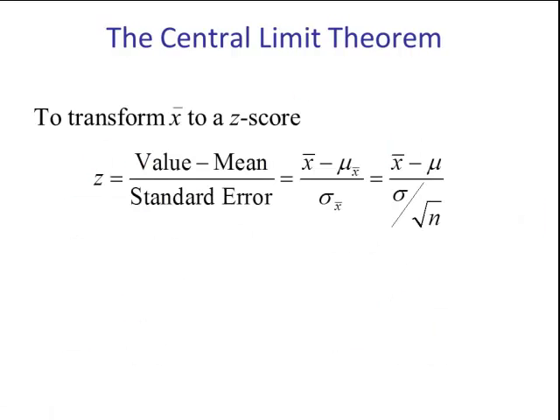To transform x bar to a z-score, we use this formula. We take our x bar, subtract our mean, and then divide it by our standard deviation.